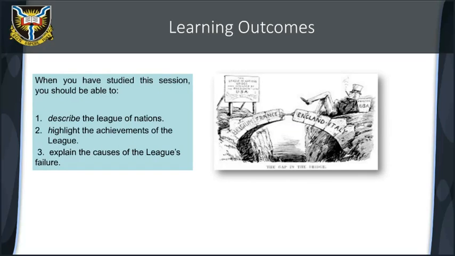Learning outcomes. When you have studied this section, you should be able to: 1. Describe the League of Nations. 2. Highlight the achievements of the League. 3. Explain the causes of the League's failure.